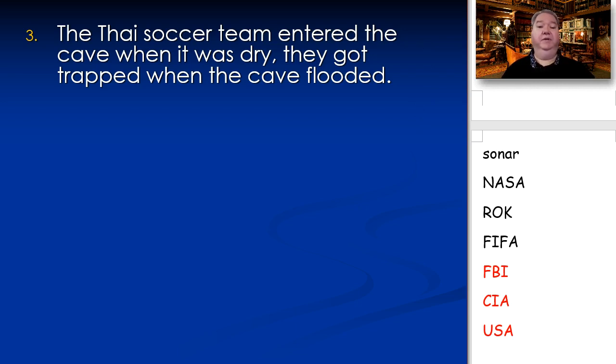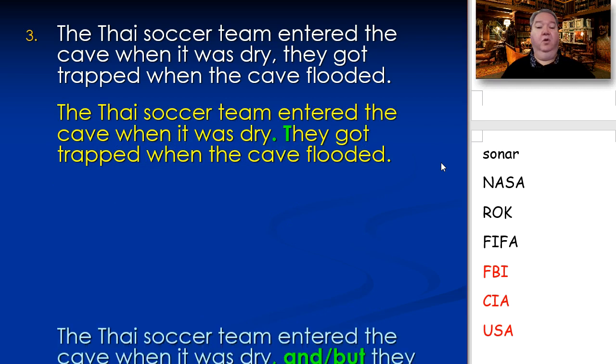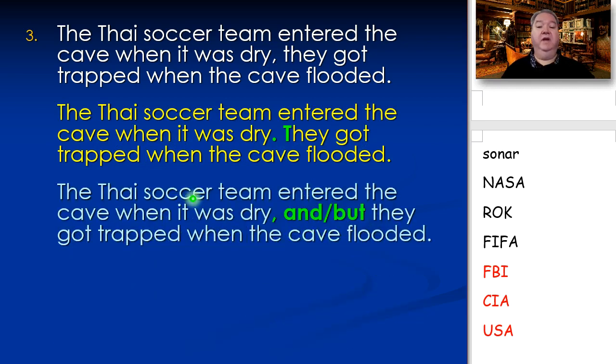The Thai soccer team entered the cave when it was dry. Period. Capital T. They got trapped when the cave flooded. Or, the Thai soccer team entered the cave when it was dry, comma, conjunction. We could use a couple different ones here. We could say, and they got trapped, or it was dry, but they got trapped when the cave flooded. Either of these would work okay.